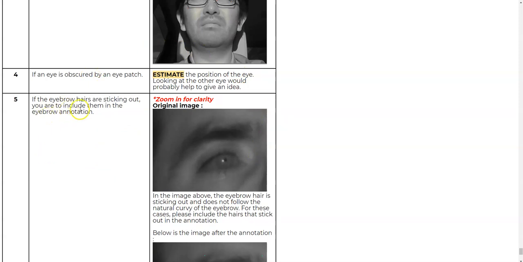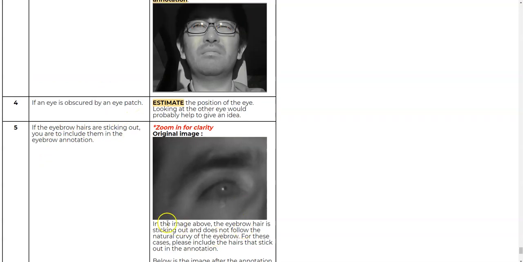If the eyebrow hairs are sticking out, you are to include them in the eyebrow annotation. In the image above, the eyebrow hair is sticking out. So when you're annotating this eye, you'll place a point here and here, and if this region falls as the middle of the eye, you would include this as well. So you'll annotate the upper point here and the bottom point here.